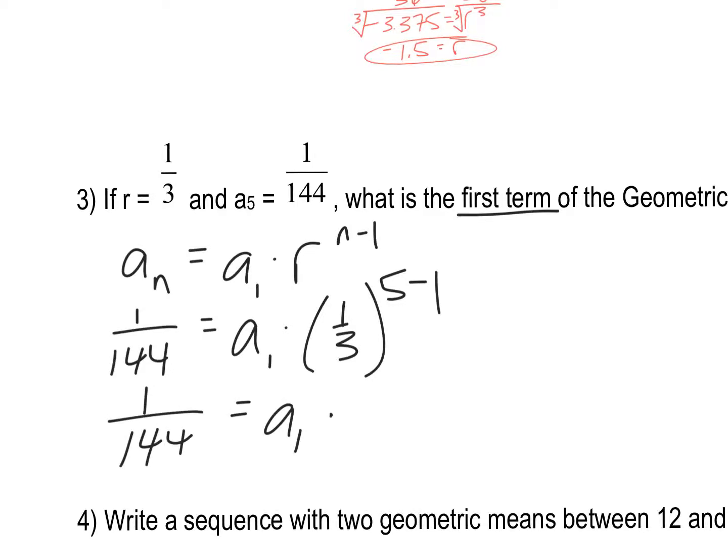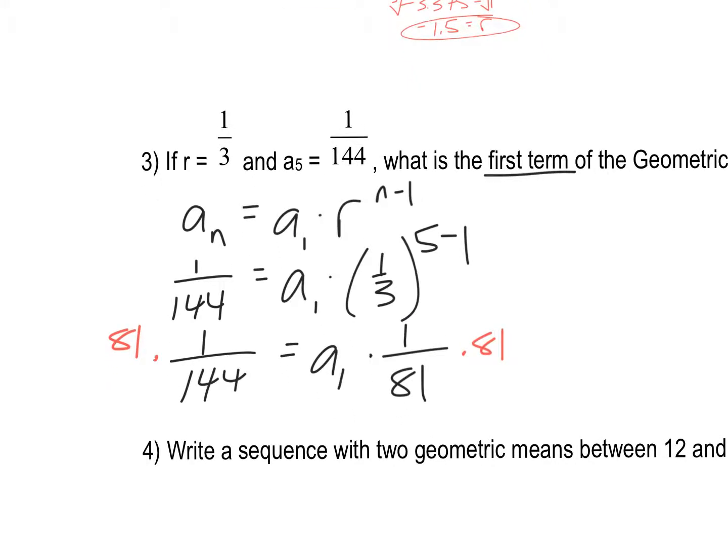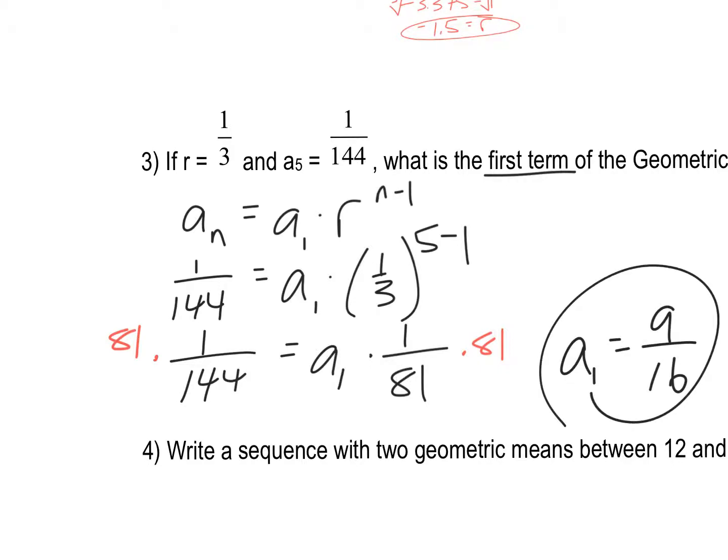How do you do 1/3 to the 4th? Well, you do 1 to the 4th and also 3 to the 4th, and you end up with 1 over 81. The way to get rid of that 81 is to multiply 81 on both sides. And yes, that fraction reduces, and you end up with A sub 1 equals 9 over 16. So really quick problem on that one.